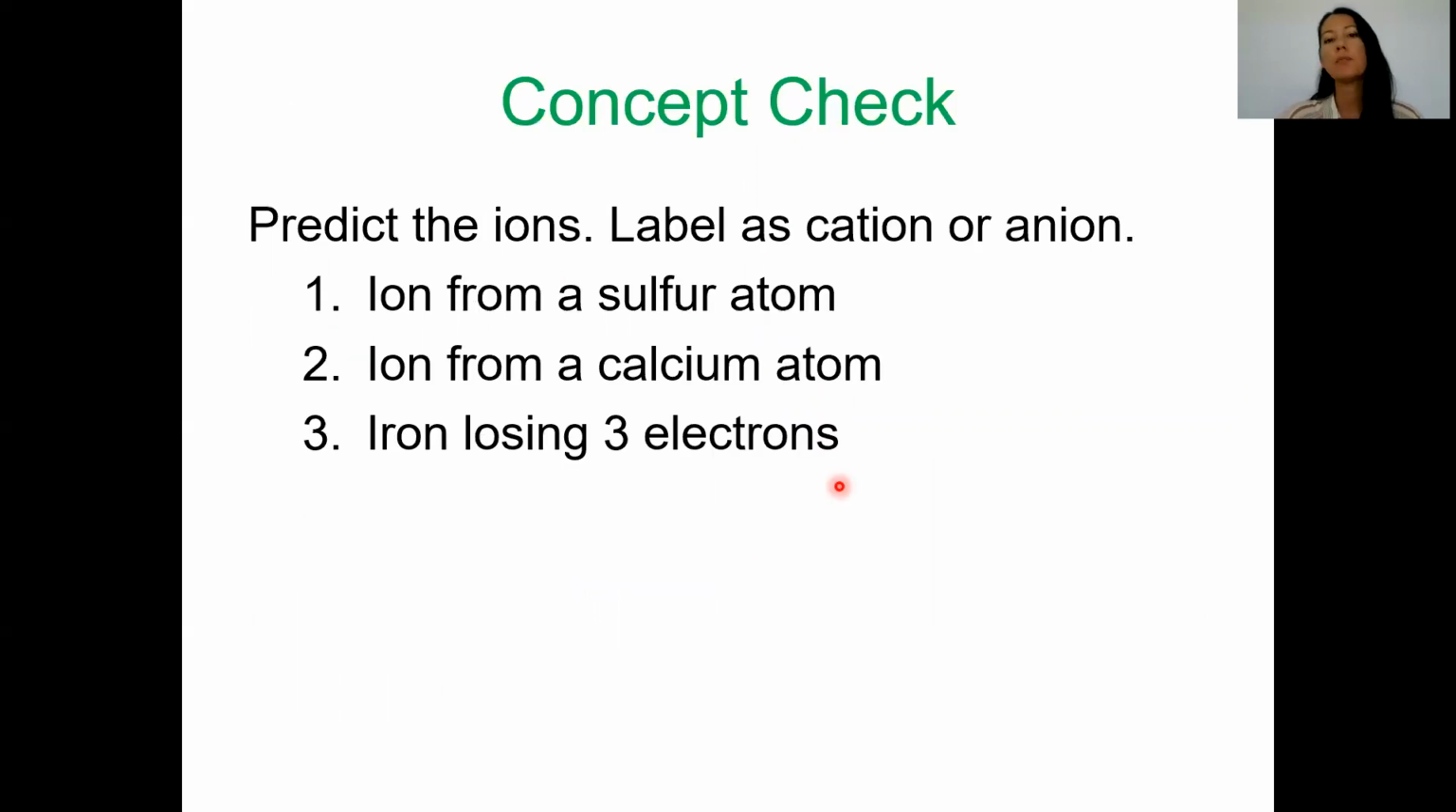Okay, we'll do 2 concept checks. So answer these, go ahead and pause, and I'll go over them. So you're going to predict the ions and label as cation or anion. So the first one is S2-, that's sulfide anion. An ion from calcium is Ca2+, that's a cation. Iron losing 3 electrons, Fe3+. It lost electrons, so it's a cation, and it's positive, like a kitty cat.